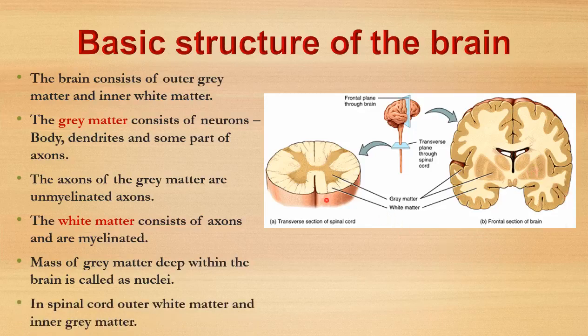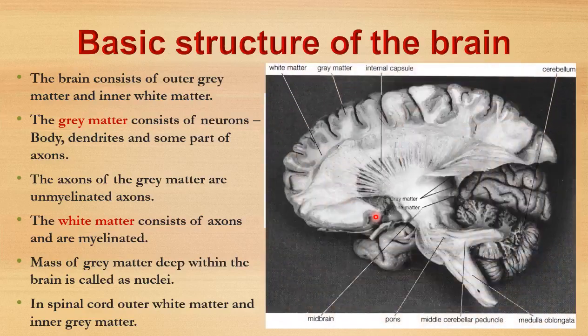As I told you, in the spinal cord you have the outer white matter and the inner gray matter. Here you can see a photograph of the white matter. The fibers arise from various parts of the lobes of the cerebrum, and finally they converge and pass to the brainstem, and from there to the spinal cord. Of course, they also pass to your cerebellum, which is present behind and below the cerebrum. I'm not going into details of this white matter as of now.